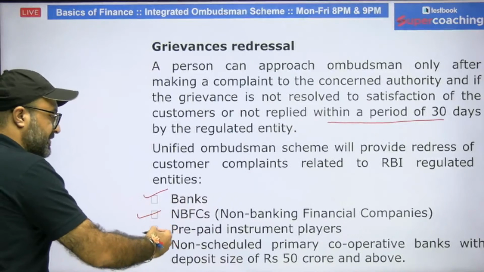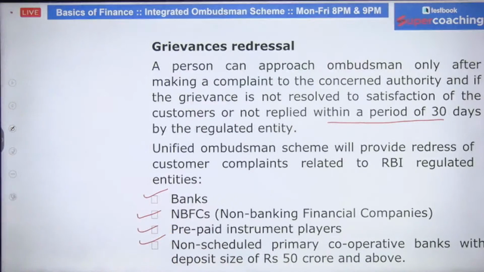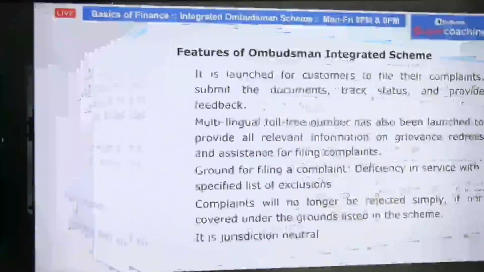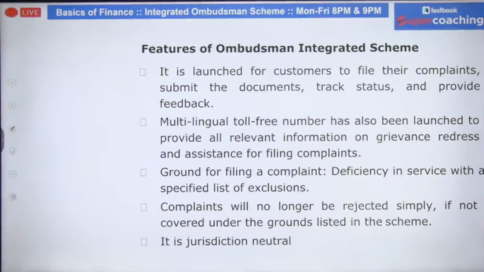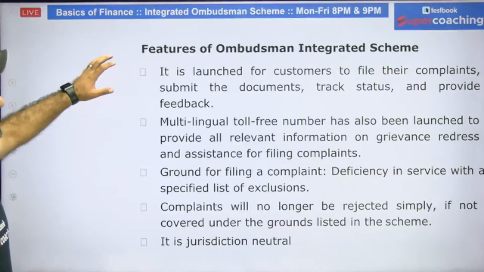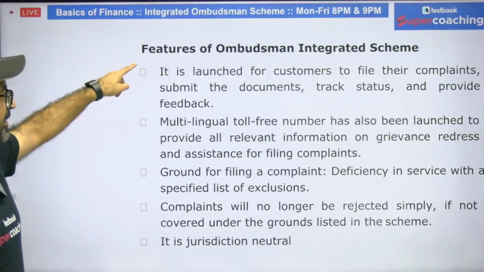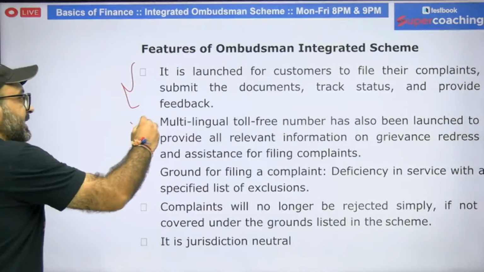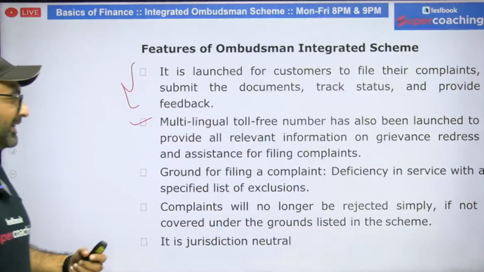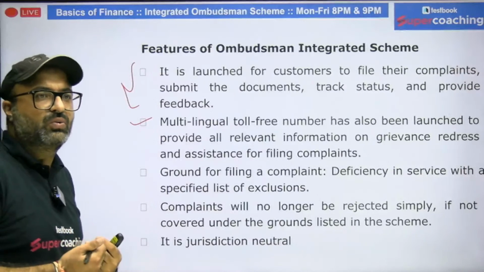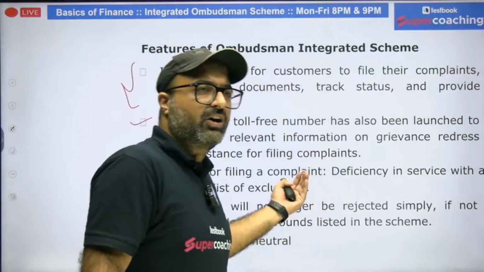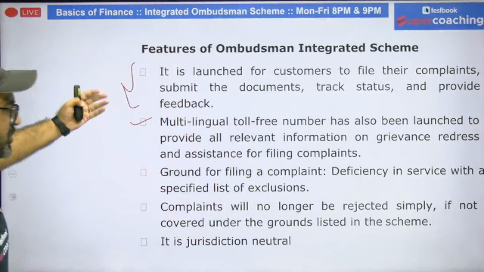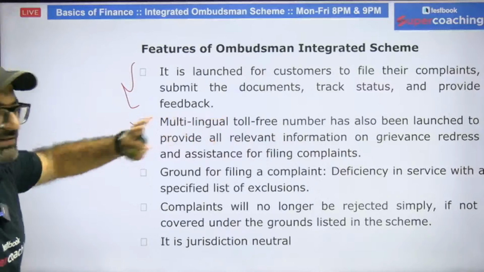Complaint against NBFCs or complaint against prepaid instrument players or even the non-scheduled primary cooperative banks with a deposit size of 50 crore and above. Got it? Now, features of Integrated Ombudsman Scheme include it is launched for the customers to file their complaints, submit the documents, track the status as well as they get the feedback. There is a multilingual toll-free number. You can call that number and try to understand how you can register your complaint, and by calling on that number you will get all the details which you must follow so that you can easily register your complaint.